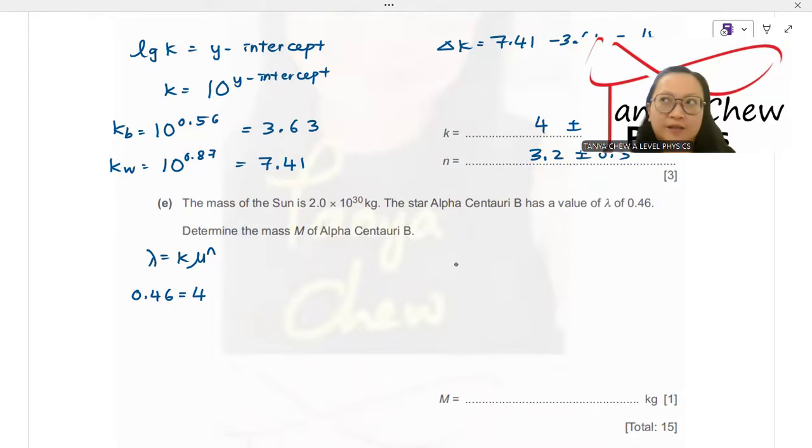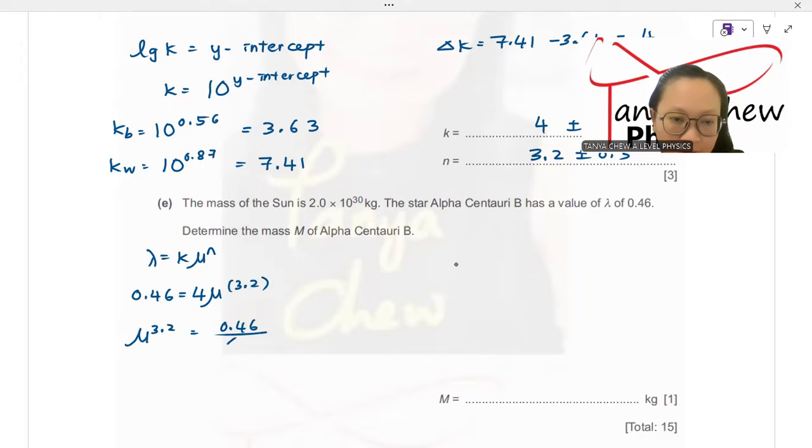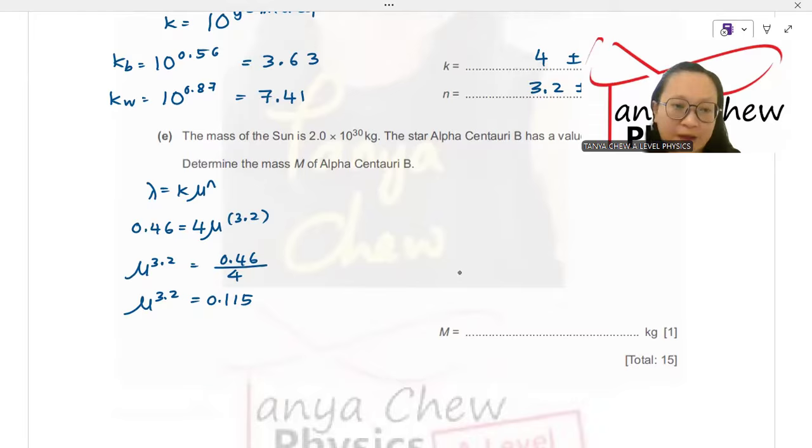Everything is also best fit unless the question asks you to find the absolute uncertainty, then only you bring in your worst fit. Mu, I don't have the value of mu, so I need to find it. To the power of N, I put the best fit 3.2. And mu to the power of 3.2 is equal to 0.46 divided by 4, which is equal to 0.115. Mu to the power of 3.2. Now, no choice because we need the value of mu.